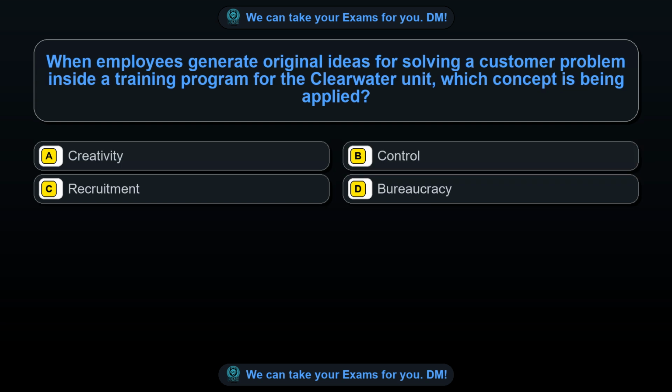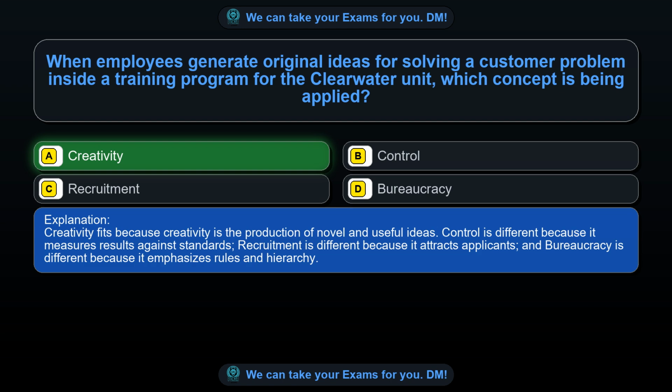Question 60. When employees generate original ideas for solving a customer problem inside a training program for the Clearwater unit, which concept is being applied? Option A, creativity. Option B, control. Option C, recruitment. Option D, bureaucracy. The correct answer is Option A, creativity.